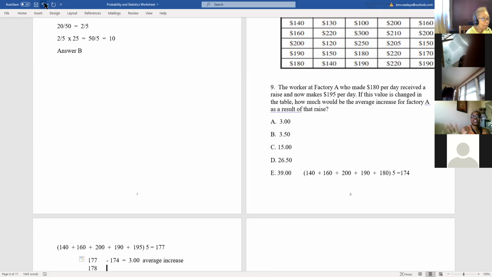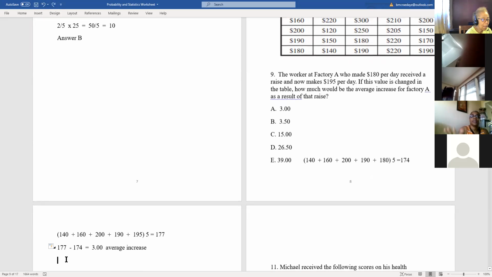Why can't they just give us just one, instead of this entire table with everybody who works at factory A, B, C, D, all of them? Why didn't they just give you A alone? They want to confuse your brains. They want to make sure you read the chart correctly. The worker at factory A, you're right. All that other information you didn't even need.